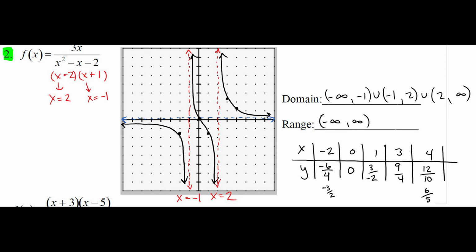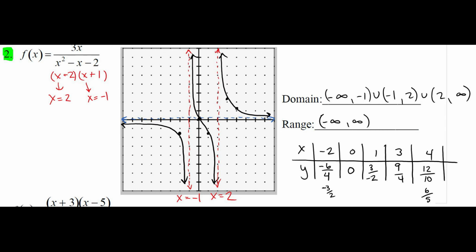The domain has 3 parts: -infinity up to -1, -1 to 2, and then 2 to +infinity. And then range, since it crosses that horizontal asymptote, it's just going to be -infinity to +infinity. It's pretty simple on that one.